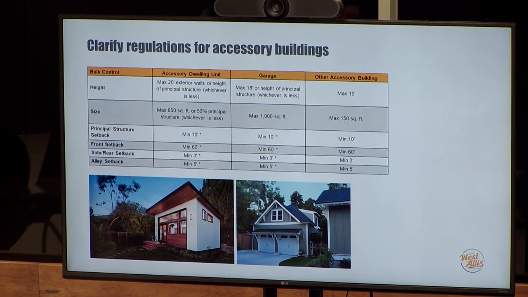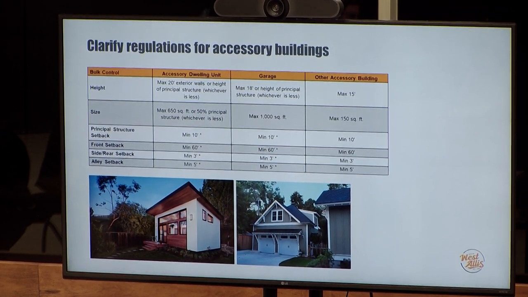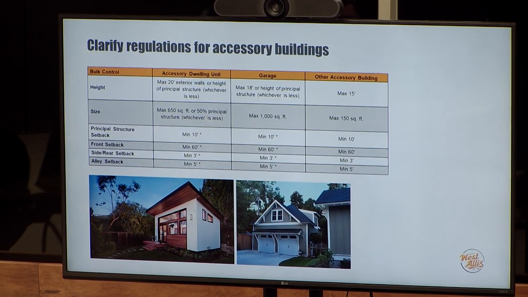And then the size requirements for an accessory dwelling unit: the max size of 650 square feet or 50% of the principal structure, whichever is less. And then the garage, max of 1,000 feet, which is today's standard. And the shed or other accessory building is 150 square feet, which is current. For the accessory dwelling units, that's primarily the main change happening here. We're saying you have to have a minimum separation or setback between the principal building and your accessory dwelling unit of about 10 feet.